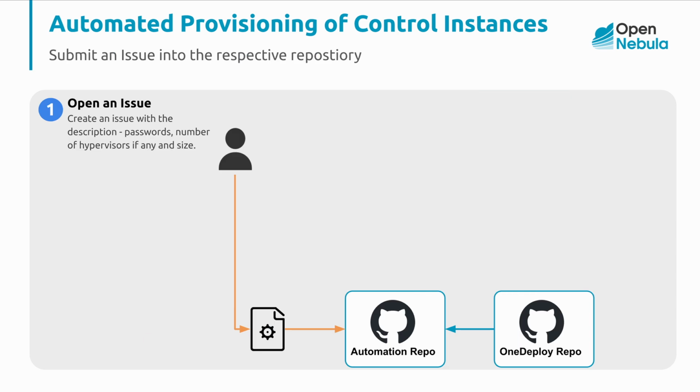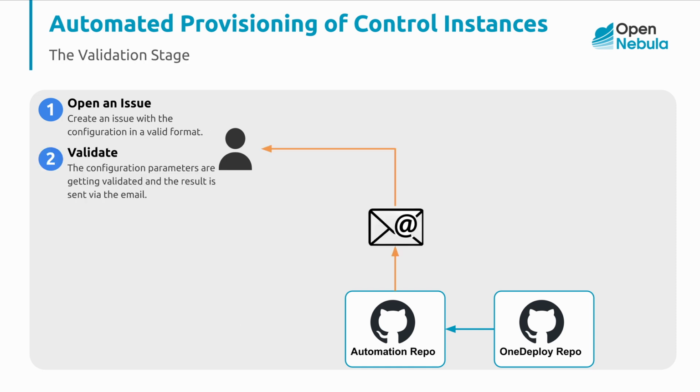The process begins when a user has submitted an issue that contains a specified form. The form and values are going to be turned into the configuration file. Once an issue is submitted, GitHub Actions is getting triggered to validate the input. Once an input is validated, the user is getting notified via an email. In case of errors, the user must resolve them and revalidate by adding the specific label to an issue.